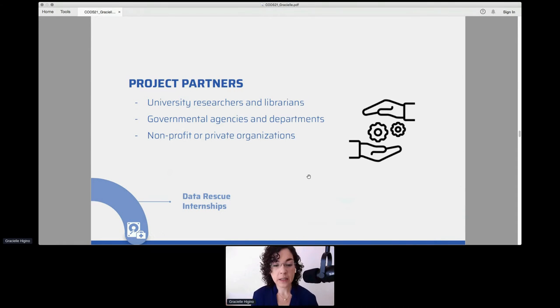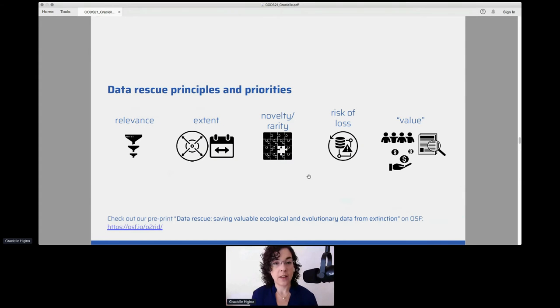So the data rescue internships work like this. We have project partners. We focus on university researchers and librarians, governmental agencies and departments, and non-profit or private organizations. These project partners apply to host internships. They say, we have this data set and we need it tidy, or we need documentation for this data set, or we need this data archived. Can you help us? And then we go through evaluation of this application.